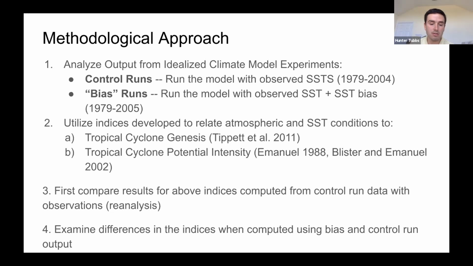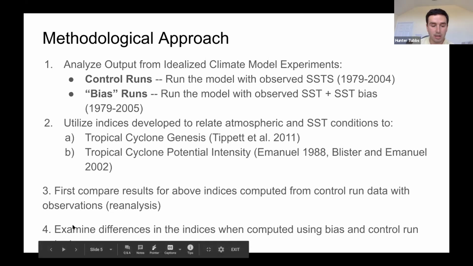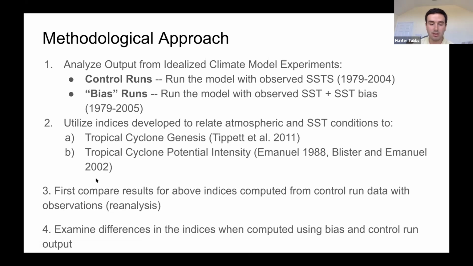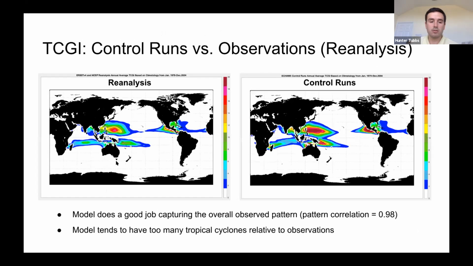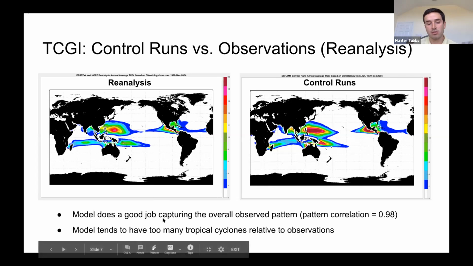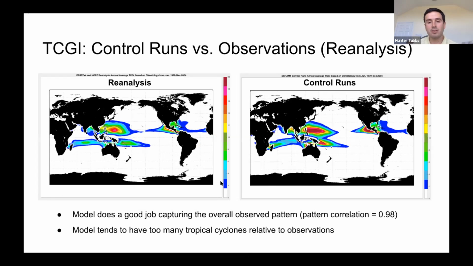So first, we're going to compare the results for the above indices computed from the control run data with observations or reanalysis. Then we're going to examine the differences in the indices when computed using the bias and the control runs and see how these biases are in fact influencing, if they are, these calculations. For example, here I have some results. This is the TCGI, the Tropical Cyclone Genesis Index, for the control runs versus the observations using reanalysis data. I used Extended Reconstructed Sea Surface Temperature version 4 for SST and NCEP reanalysis.